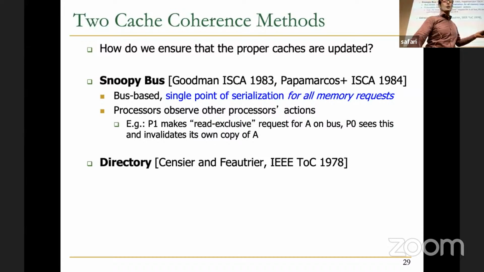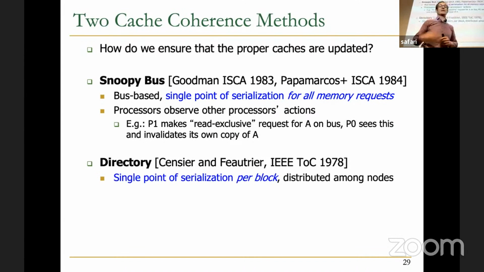Directory-based protocols are actually older, but essentially more scalable. They enable scalability. Here you still have a single point of serialization, but it's per block. It's not a single point of physical serialization like a bus, where everybody sees all of the accesses. It's really a per block single point of serialization. It could be distributed among the processors, and this is why it's scalable.